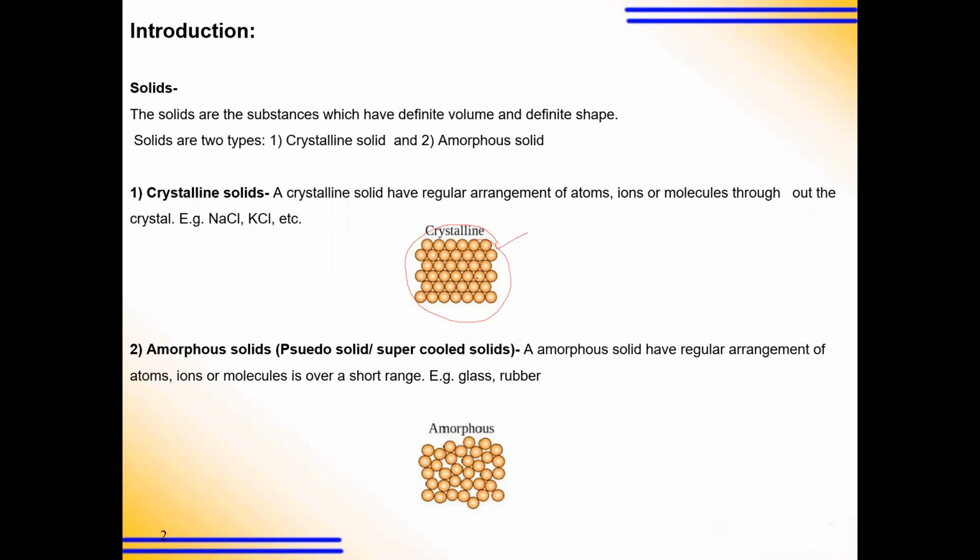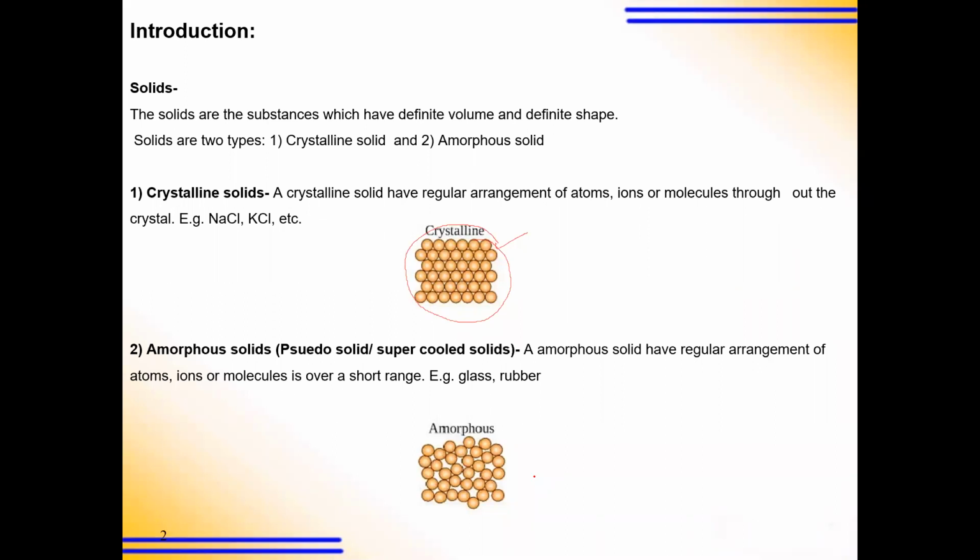But in the case of amorphous solids, it is a state between solid and liquid, so they are also called supercooled liquids. Amorphous solids have a regular arrangement of atoms, ions, or molecules only over a short range. Amorphous solids have no definite geometrical shape, because there is no regular arrangement of atoms, ions, or molecules.